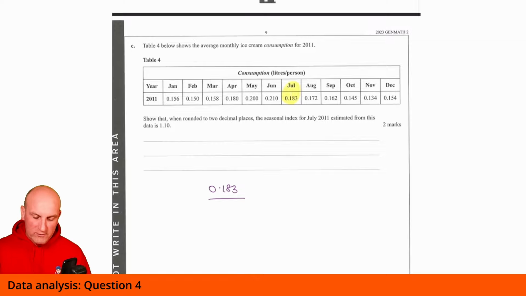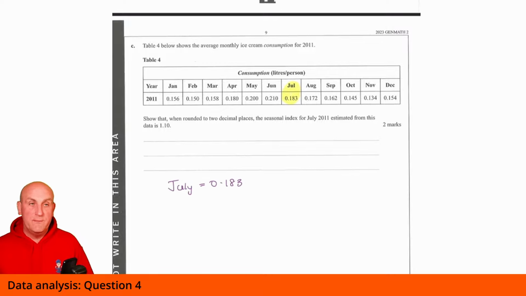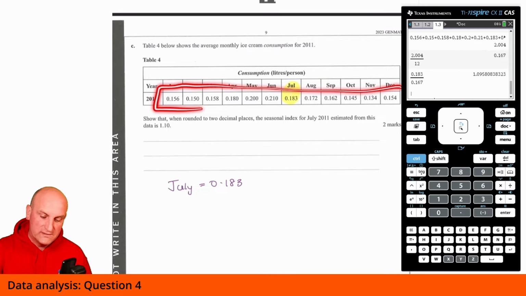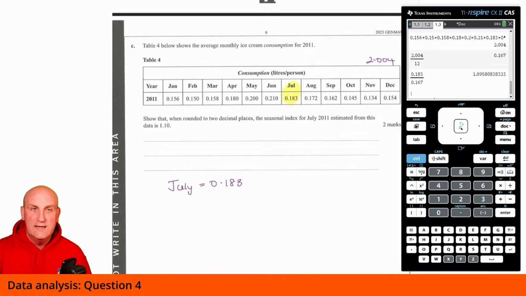Okay, so this is a really interesting question. I like this one a lot. These are my actual data values. So we know that my July data item is 0.183. Now, all I've got to do then is find my long-term average. How do I do that? Well, fire up my calculator. When I add together all of these values, I get 2.004. How do you know that? Because it's on my calculator. So 2.004 is the sum of those.